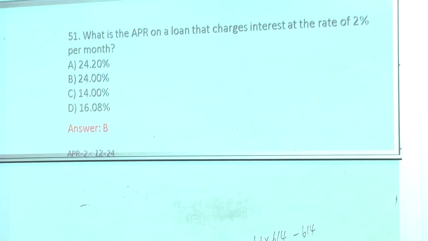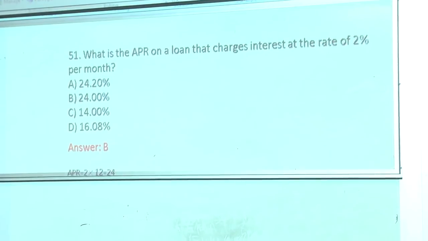Question 51. APR on a loan that charges an interest rate of 2% per month. 2% per month, and it's a monthly rate, monthly compounding, right? So the APR is assuming simple interest, so just 2% multiplied by 12, 24%, okay? It's simple enough, right? So 2% per month, and there are 12 months. It's a simple interest rate, 12 multiplied by 2.